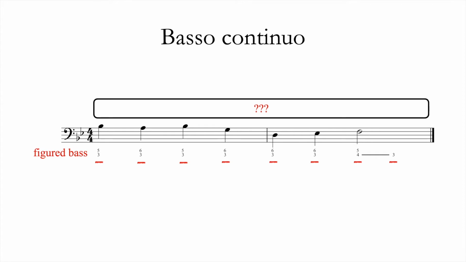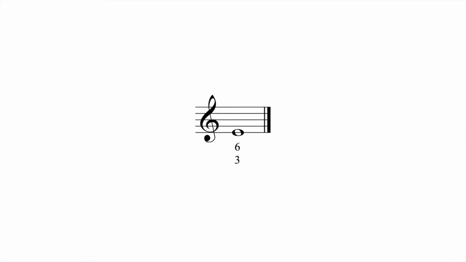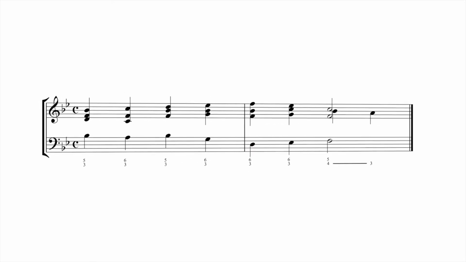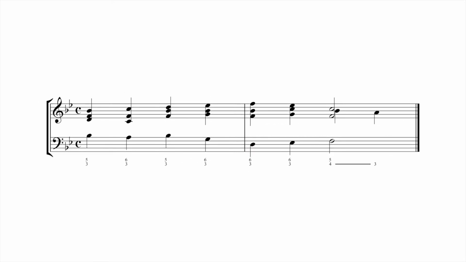play them. In figured bass notation, the numbers refer to diatonic intervals above the bass note. A 6/3, for example, denotes the intervals of a diatonic sixth and a diatonic third above the bass. Here's an example of a complete phrase with one of many possible realizations.